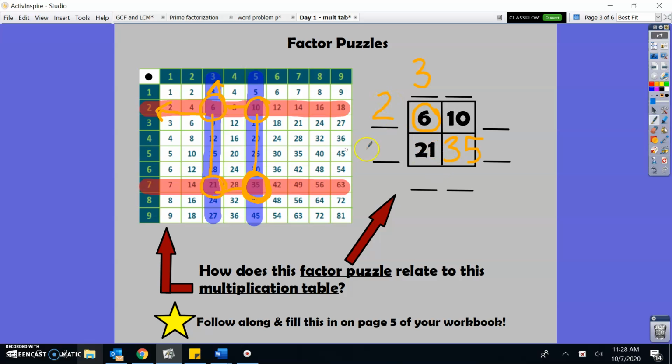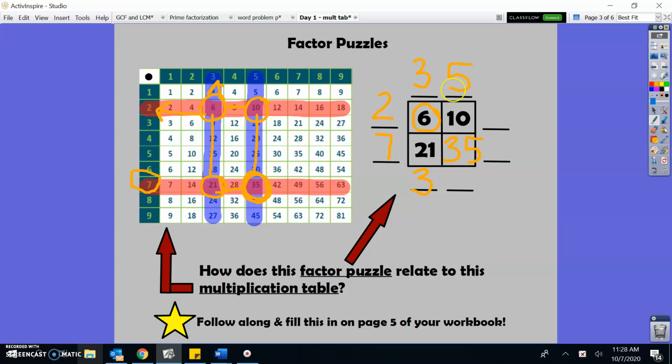Same thing for number 21. I'm going to look over here. It looks like 7 is in my column, and 3 is already written on my row. Same thing below here. 7 times what gets us 21? That will be 3. I'm going back up here to 10. 2 times what gets us 10? And that would be 5.